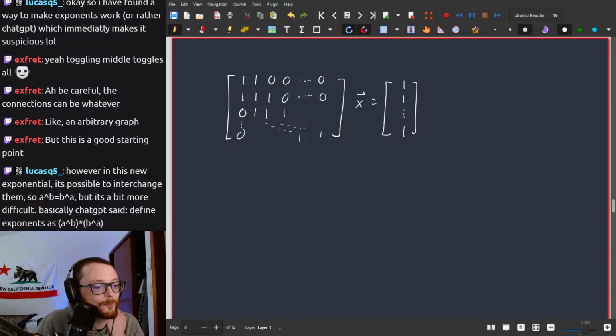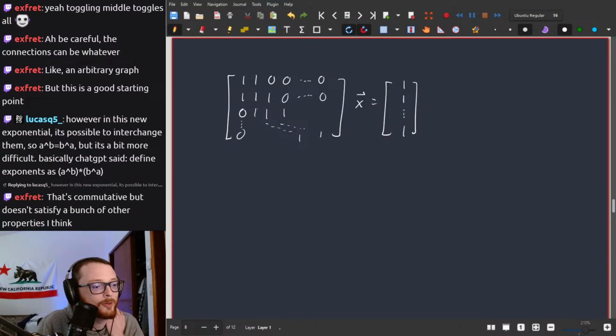In this new exponential, it's possible to interchange them. So A to the B equals B to the A, but it's a bit more difficult. Okay, that seems like it would work, I guess. Yeah, you're gonna leave behind a bunch of other stuff with exponents, but that would get you commutativity.